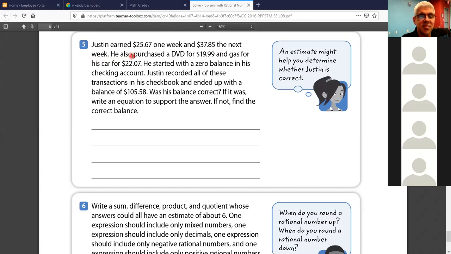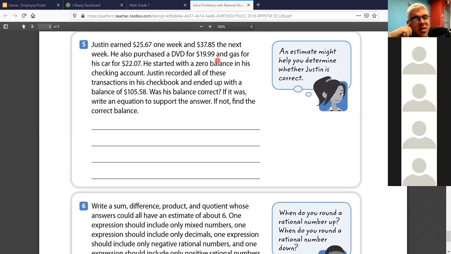But then Justin also purchased a DVD for $19.99. If I buy a DVD and I spend money, how do I write that? As a negative or as a positive? Is it money going in or money going out? Money goes out of your account because you're paying $19.99. So now whatever money you had, you're minus $19.99 because you bought a DVD, right?